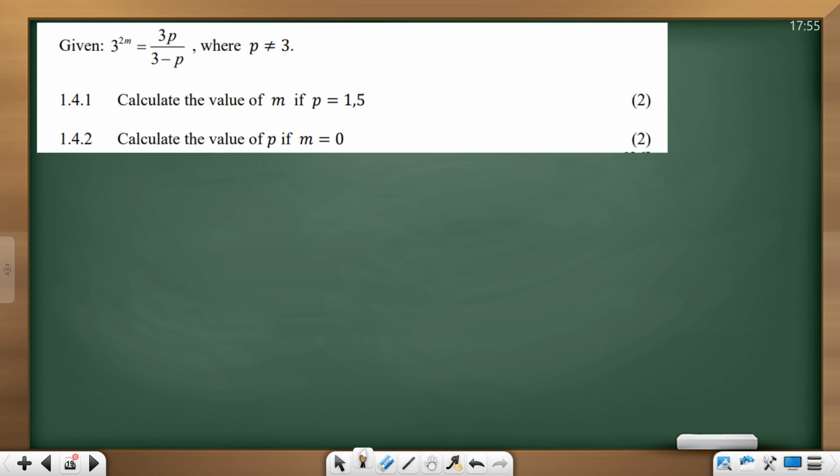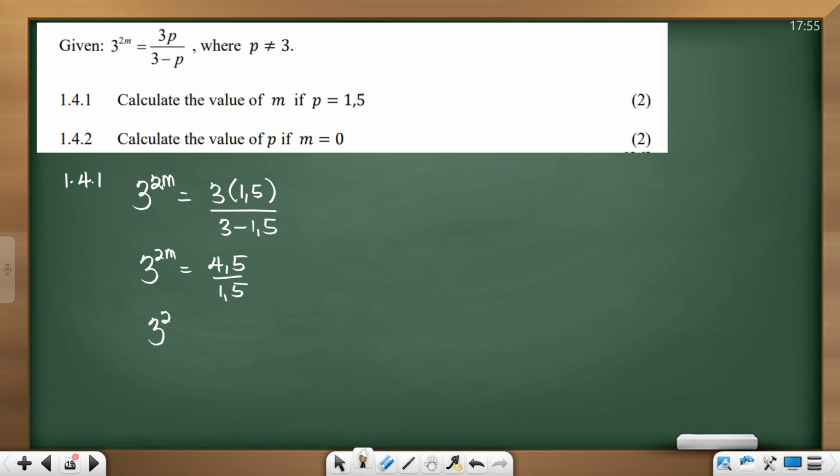This is quite easy now. If p is 1.5, then 3 times 1.5 over 3 minus 1.5. I know you are going to use a calculator. This is 4.5 over 1.5, which is 3. So 3 to the power 2m equals 3 to the power 1. Since the bases are the same, we equate the exponents. And what is m? m is half.